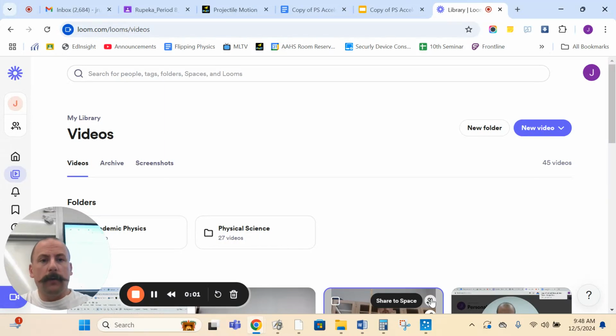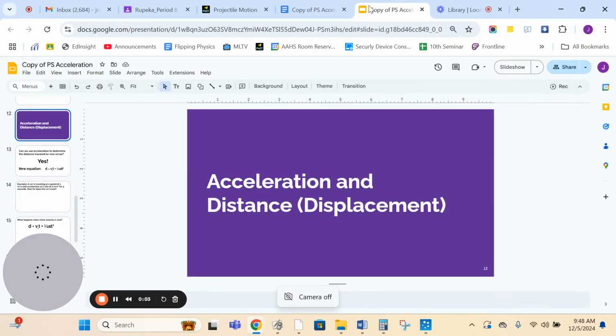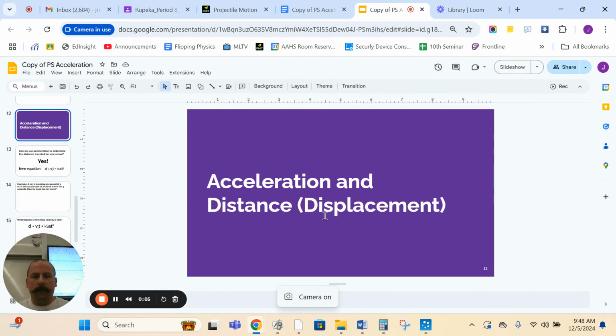Okay, everyone. Today we're going to continue on with the acceleration notes. At this point, we're going to talk about acceleration and distance. One of the interesting parts with acceleration is whenever we are accelerating, that means that we are getting faster. Every single second we're undergoing that period of acceleration. Our velocity is going to either increase, decrease, or possibly we could be changing direction.